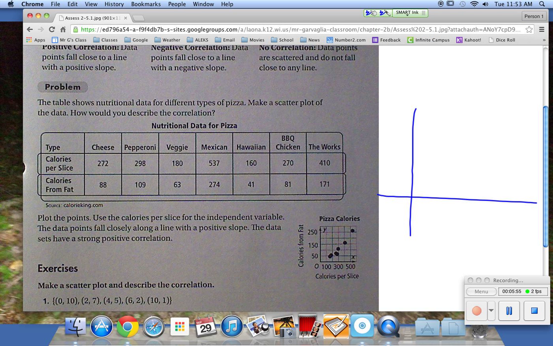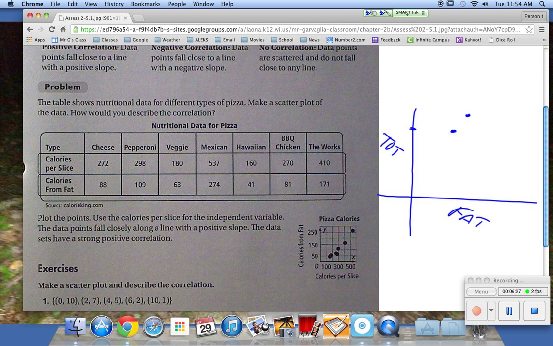We would have maybe the total number of calories here, and then the calories of fat here. And we would plot this out. We know that our calories here is 272. Let's say it's right there, but our calories of fat is 88. So we'd plot that maybe right here. That'd be our point. And then we go to the next one. We're up to 298, and we're up to 109. Maybe the next one is up here. Okay, and we plot each one of these points out.